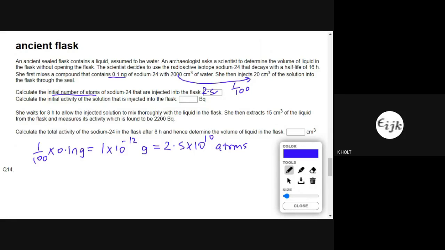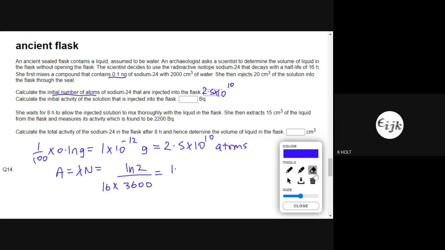So that's 2.5 times 10 to the 10. The activity is going to be lambda N. Remember, lambda we can work out with ln2 divided by the half-life. The half-life is 16 hours, so it's 16 times 3,600. ln2 divided by that gives me 1.2.